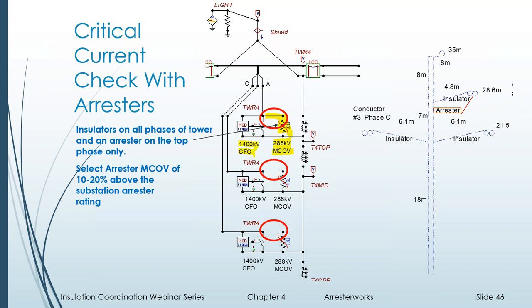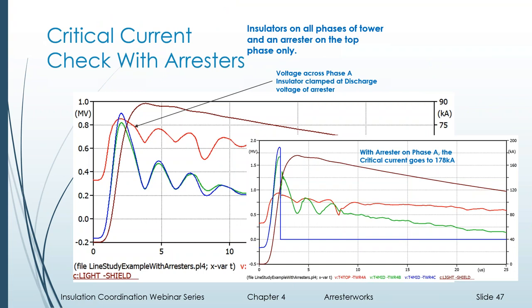And I find out, let's see in the next slide, that now at 90 kA, I have no flashovers. Nothing drops to zero. The phase A voltage has some aberrations on it, but nothing drops to zero until I get to 178 kA. At 178 kA, the top phase is still not flashed over because that's where I put the arrestor.